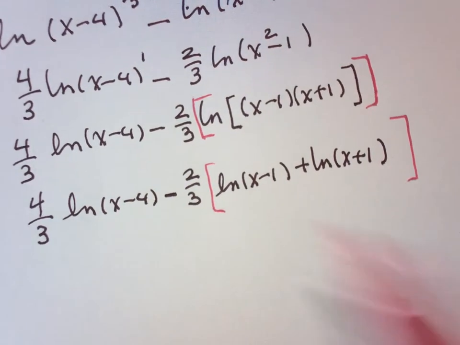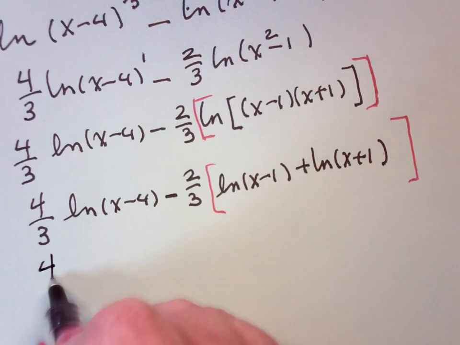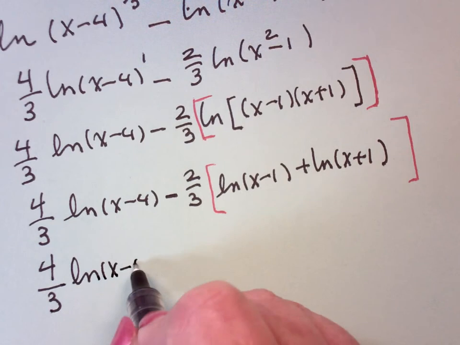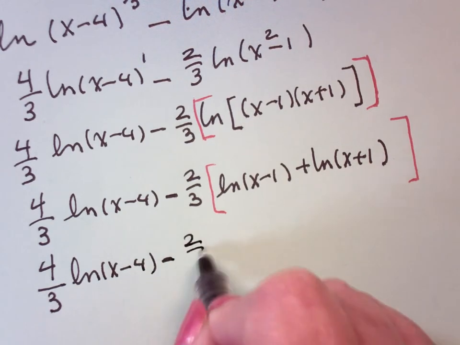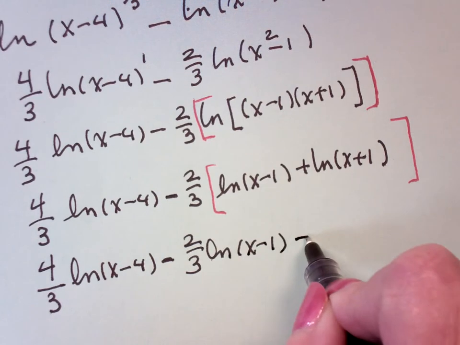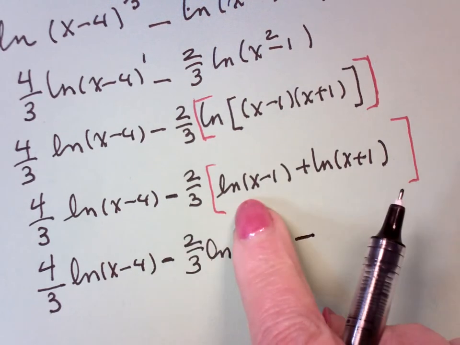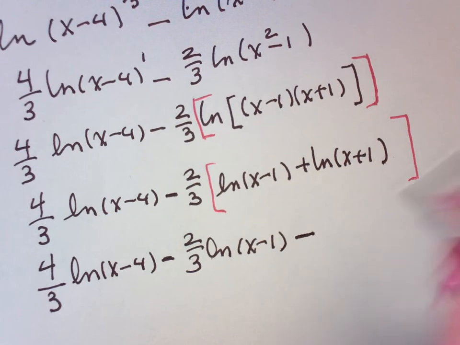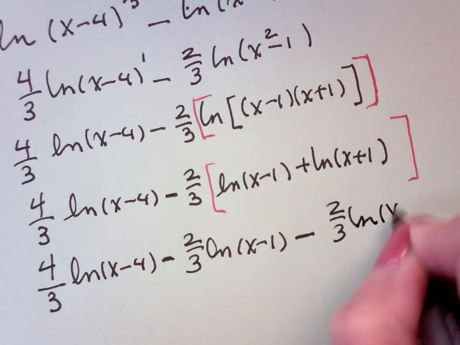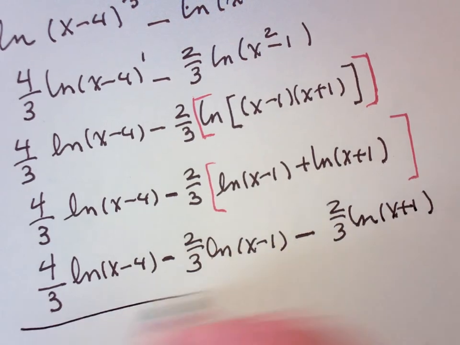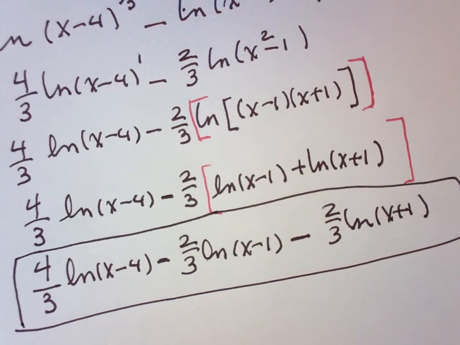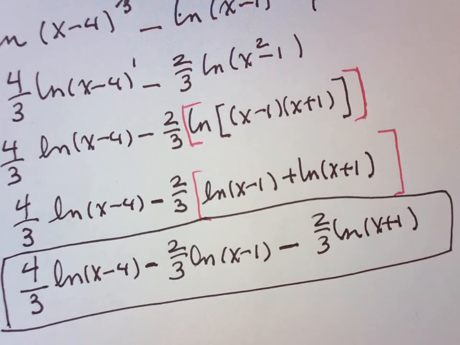Now, to clean up the problem, this is 4/3 natural log of x minus 4 minus 2/3 natural log of x minus 1 minus, because minus times a plus is a minus, 2/3 times the natural log of x plus 1. Using the distributive property. Took the negative 2/3 through.